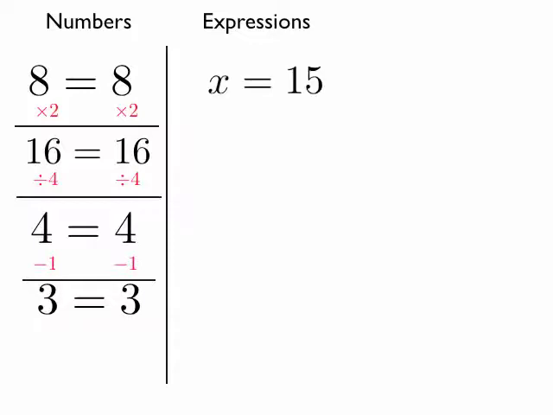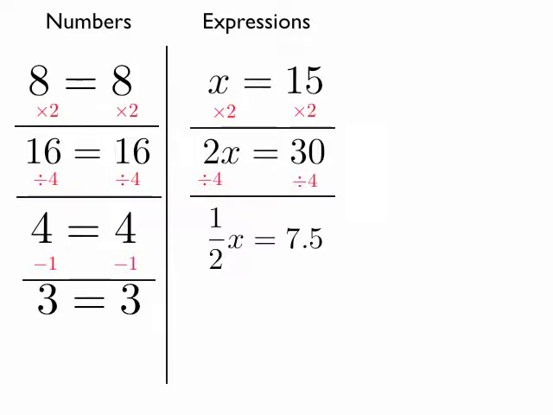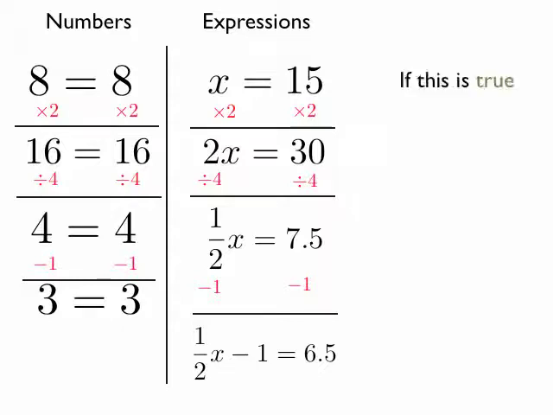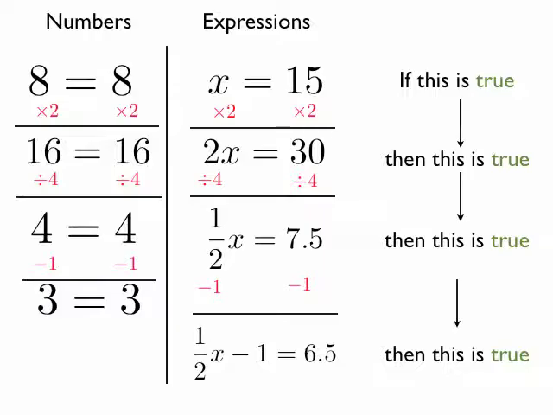And similarly, it works with expressions. Suppose that x equals 15 is true. If we multiply both sides by 2, 2x equals 30 is also a true equation. If we divide both sides by 4, 1/2 x is equal to 7.5 is true. If we subtract 1 from both sides, then 1/2 of x minus 1 is equal to 6.5 is true. As long as we perform the operation on both sides, then we have a true equation from beginning to end. So if the first equation is true and we perform the operation on both sides, the next equation is true, and so on, and so on.